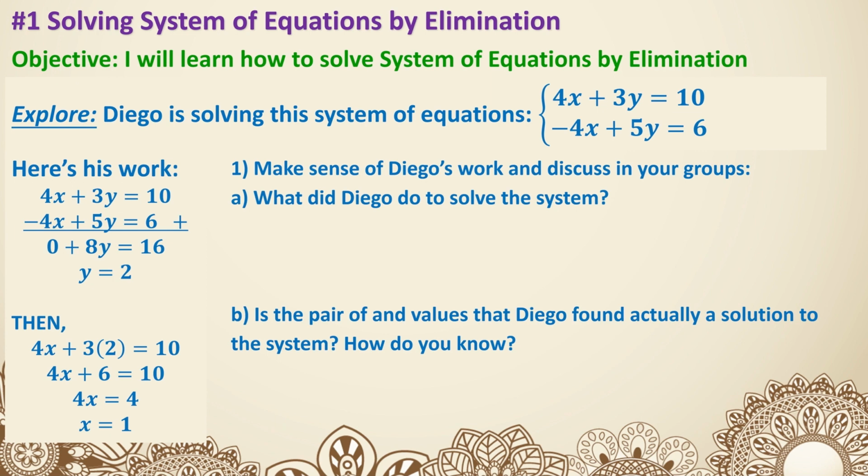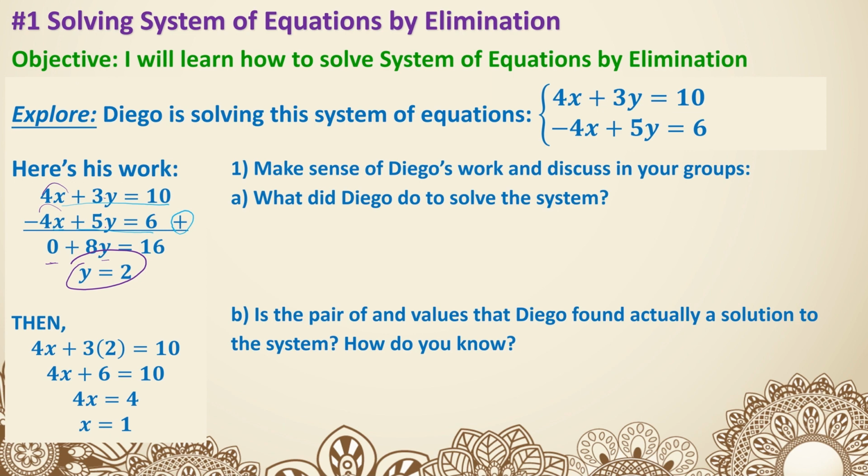Let's see what is happening. For his work, he has the first equation copied down, second equation copied down. Then he has this plus sign, which means he's adding both equations. And when he's adding both equations, the 4x and the negative 4x becomes a 0. And then 3y plus 5y is an 8y. 10 plus 6 is a 16. And then you just have this 8y equals 16. Divide both sides by 8, easily get y equals 2.